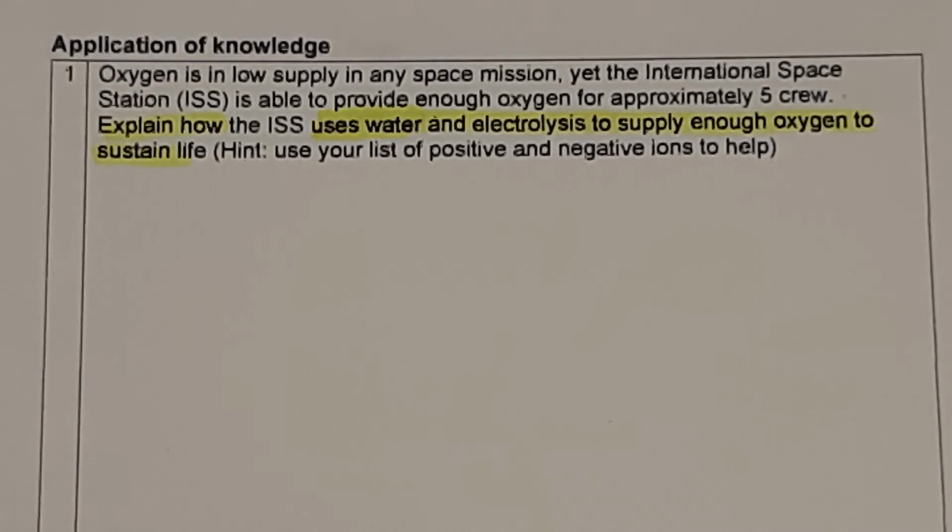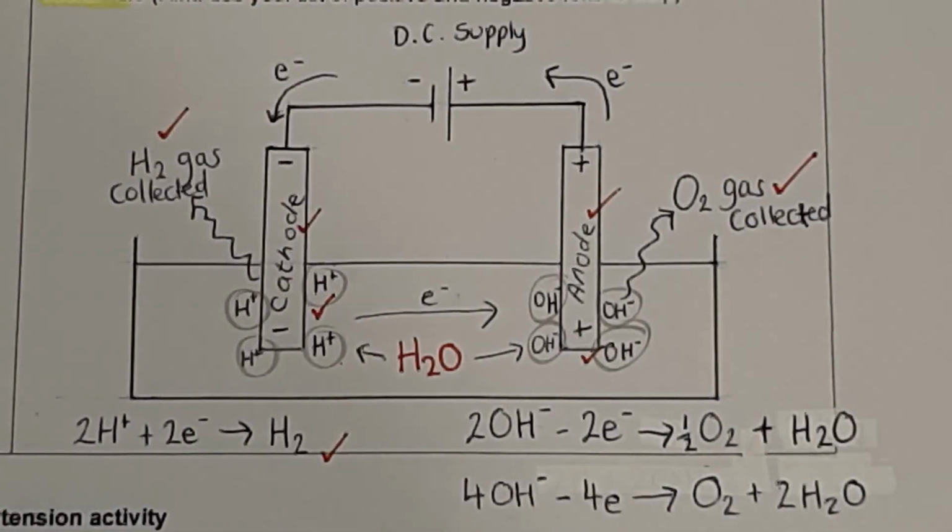Okay, so pause the video and have a go and see if you can think about how. Maybe draw a diagram that's labelled, that would be the best way to do this. So draw a diagram, annotate it, label it to show how the electrolysis of water produces enough oxygen for all the crew members. Okay, so let's just go through that.